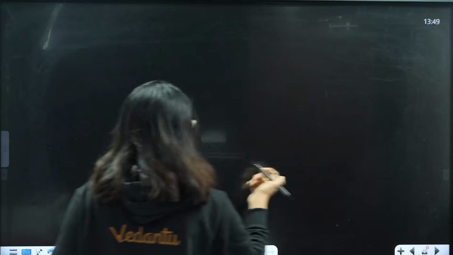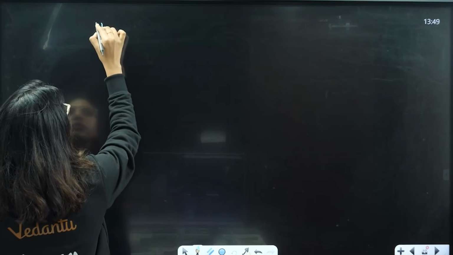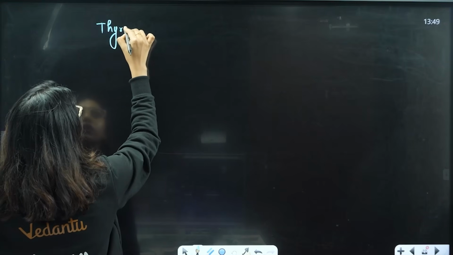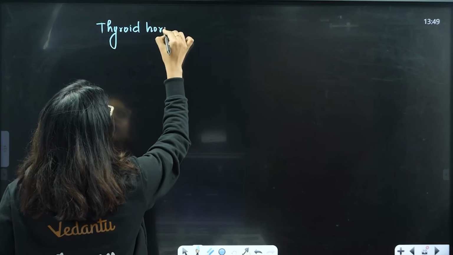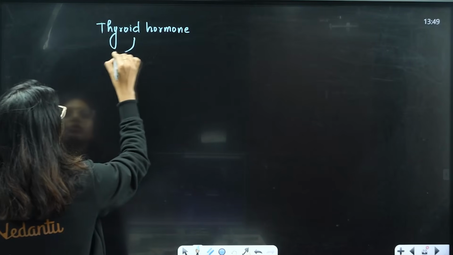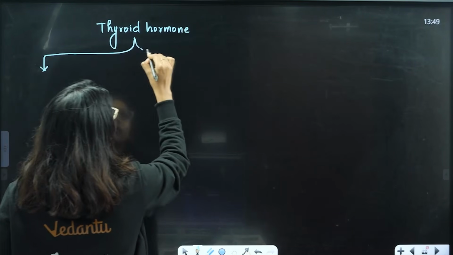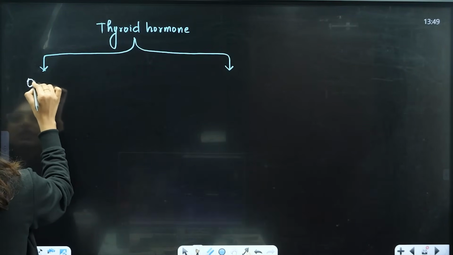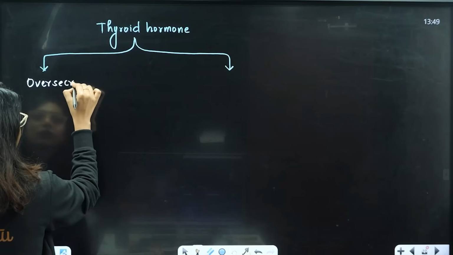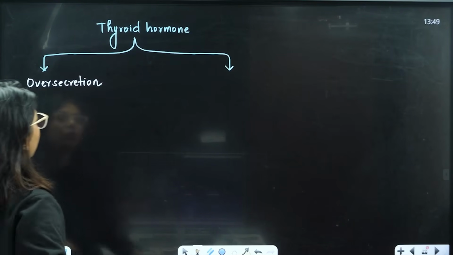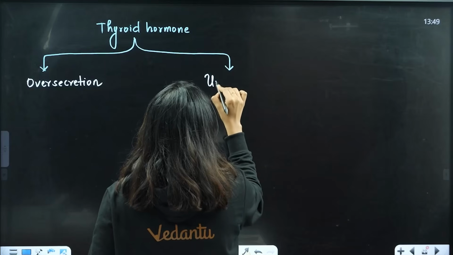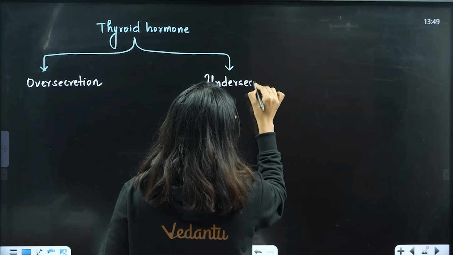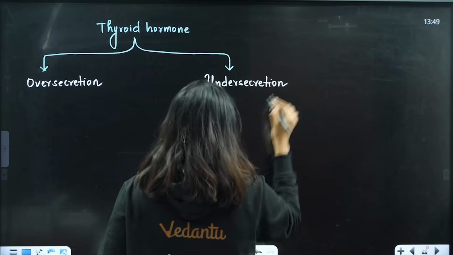Okay, now normally, if the secretions of this thyroid hormone are more and high, okay, what is going to happen, students? If over secretion happens, what is the situation? If under secretion happens, what is the situation?